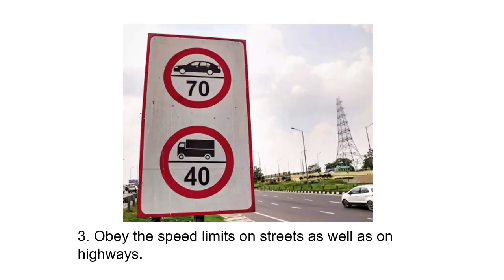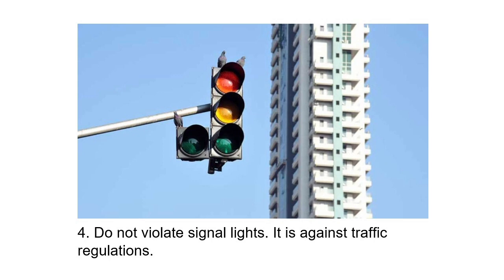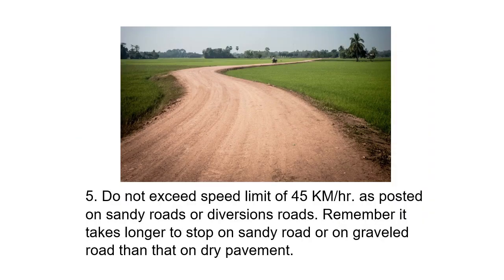Obey the speed limits on streets as well as on highways. Do not violate signal lights. It is against traffic regulations. Do not exceed the speed limit of 45 km per hour, as posted on sandy roads or diversion roads. Remember, it takes longer to stop on a sandy road or on a graveled road than on dry pavement.